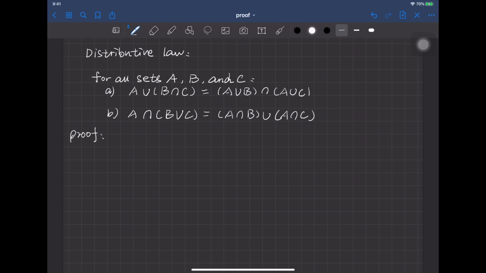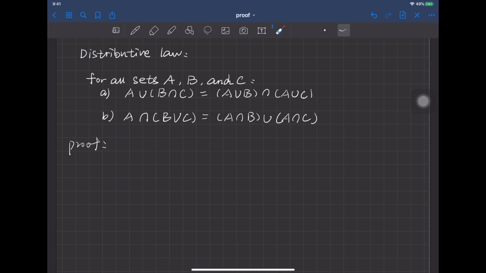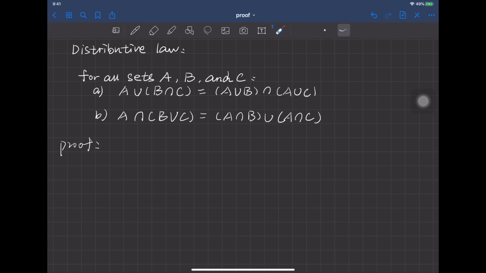In this video I'm going through some ideas about the distributive law for sets and give you some ideas about how to prove them. The distributive law means that for all sets A, B, and C, we have A union the intersection of B and C equals A union B intersect A union C.